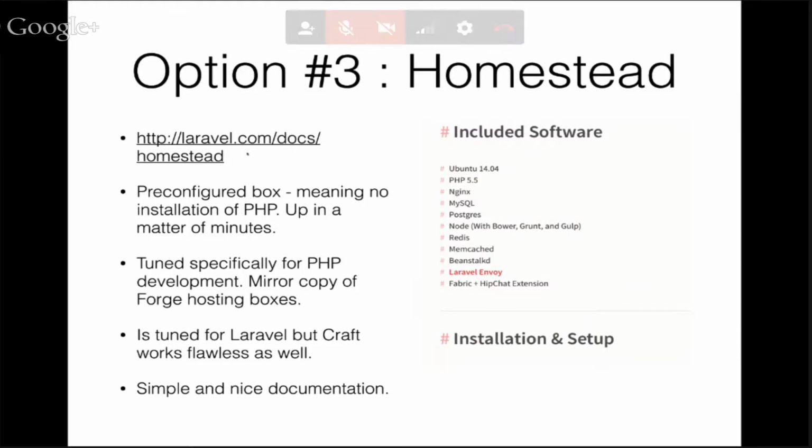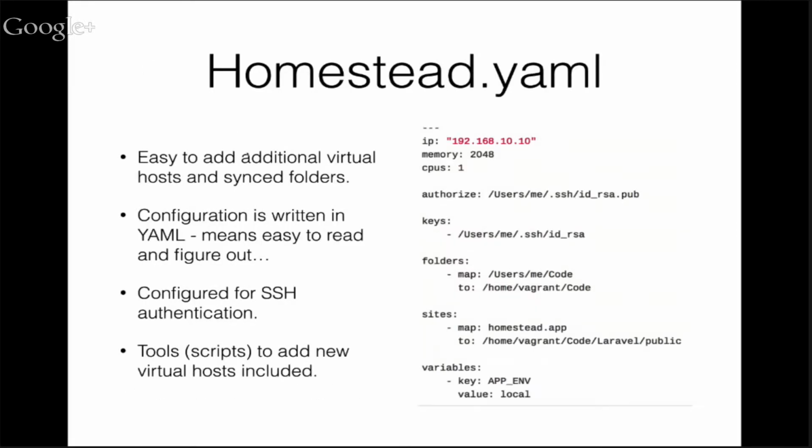The key to Homestead is it's very simple and has very easy to read documentation. All of your configuration is done in your Homestead.yaml in that directory, which, that's it. When you install it, that's all you have. Your IP, your memory, your CPUs. It's set up for SSH authentication, so all you have to do is put the path to your public key. You sync folders, and you can add more folders to it as you please, and just vagrant halt and vagrant up to build it.